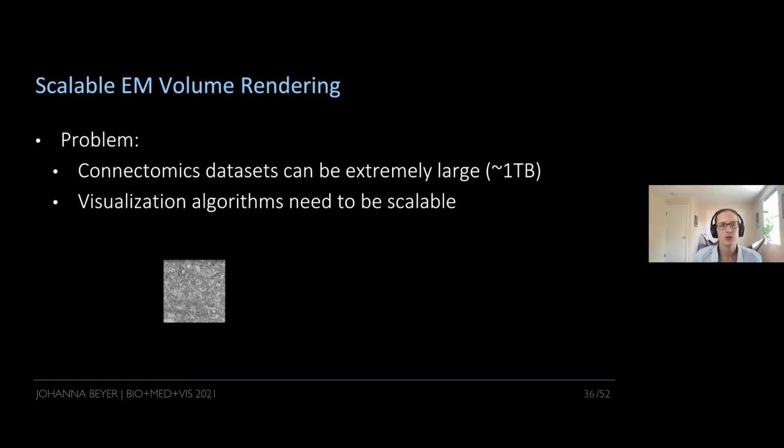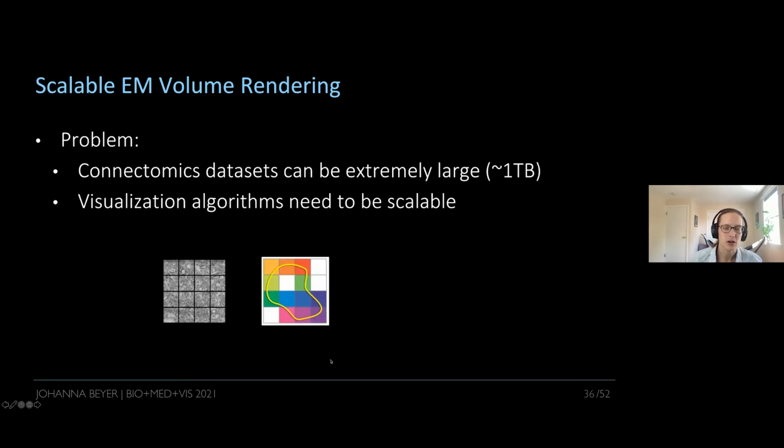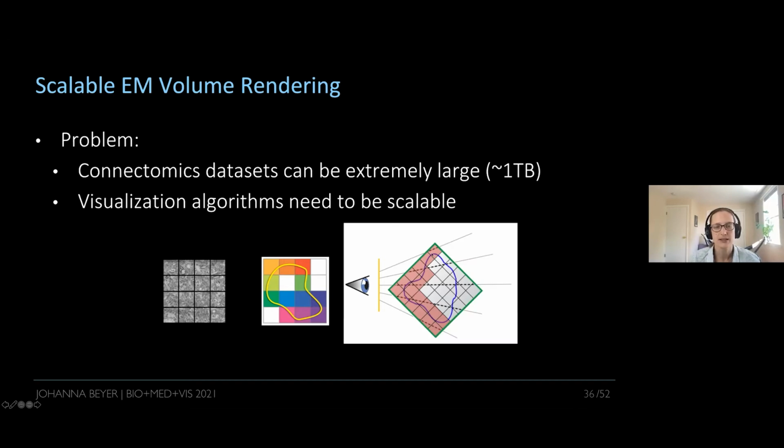I don't want to talk about too many details here, but some ways you can deal with large volumes: let's say this is a volume of an EM data set, you can use techniques like bricking, right? Where you only need to load those bricks that actually contain interesting data, or you can say you only want to load those bricks here in red that are actually visible during volume rendering.